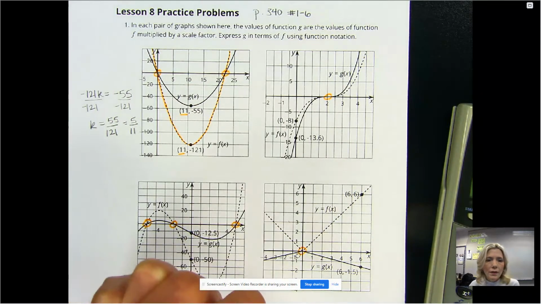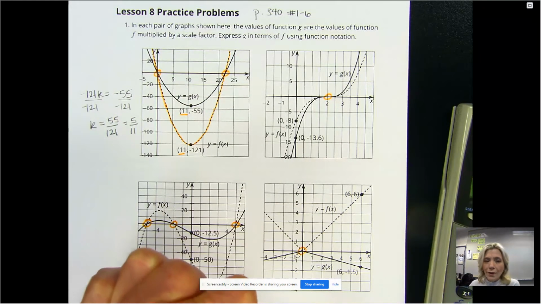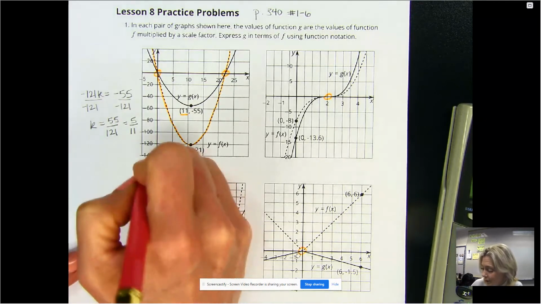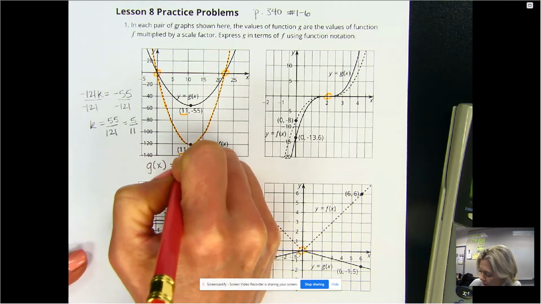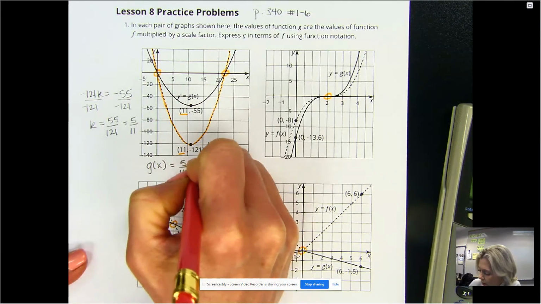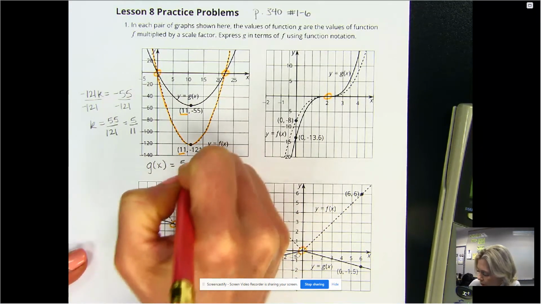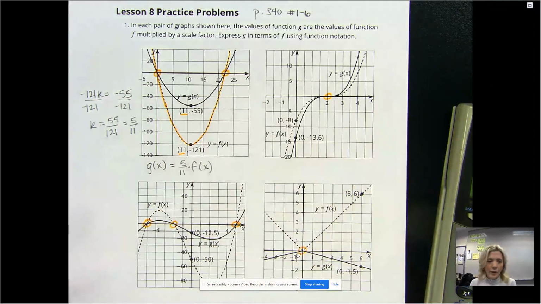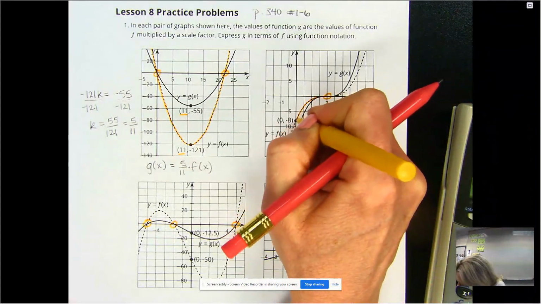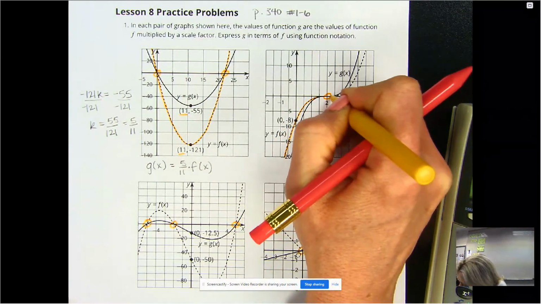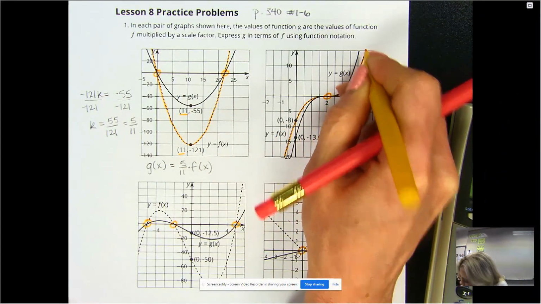And so then to write g in terms of f using function notation, we would say g of x equals 5/11 times f of x. You can put a little times symbol there if you want to. You don't have to. And that's how you do it. So on the next one, again, we're starting with the dashed function and trying to write a function rule for the solid.